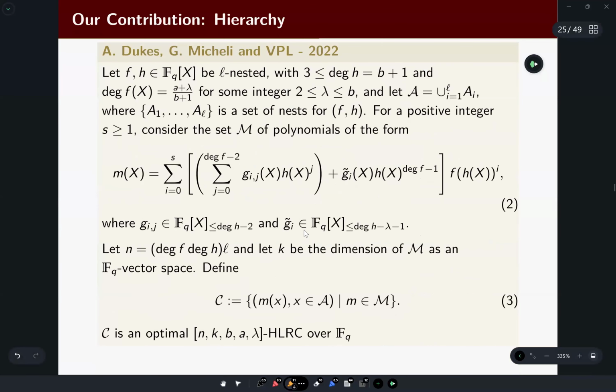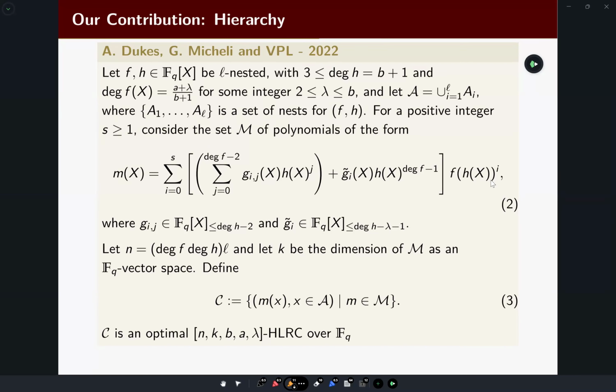This is our main result, because by using this construction, not only were we able to construct a new family of hierarchical locally recoverable codes that was optimal for the previous bound, but those codes are actually optimal for the new bound that we found and discussed before. And that was the main ingredient. So we still have polynomial evaluation codes, and the nesting property can be seen here.